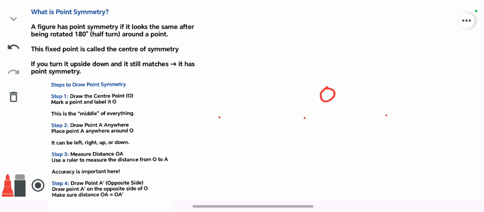Now, when you are drawing your shape, please take note of this step number 3. Accuracy is very, very important. So I have my point right here and the other point here. I will have to make sure that the distance from this side is just the same as the distance on this side. So accuracy is very, very important.